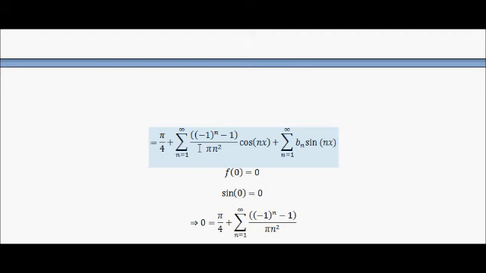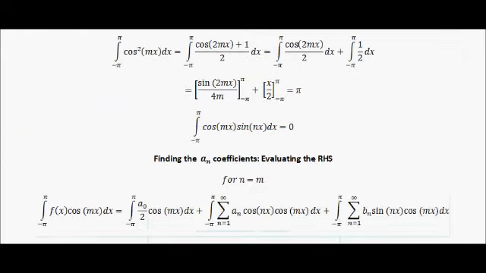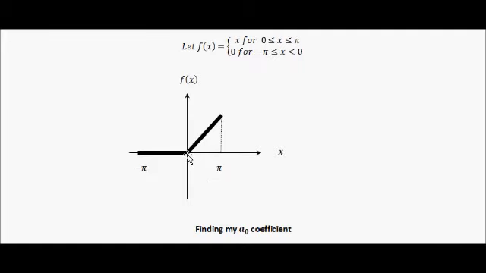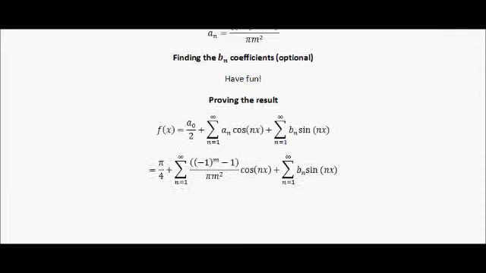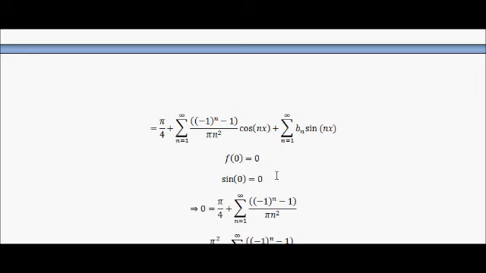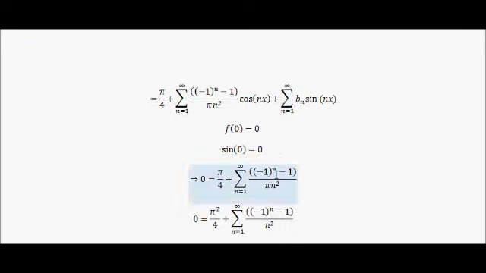Okay, so now all I need to do is prove the result, which is very simple to do. I'm only going to evaluate my original function at 0. And as you can see, if we go right back to the beginning, the value of f at 0 is 0. So we can safely say that f of 0 is 0. Also, anyone knows that sin of 0 is also 0.